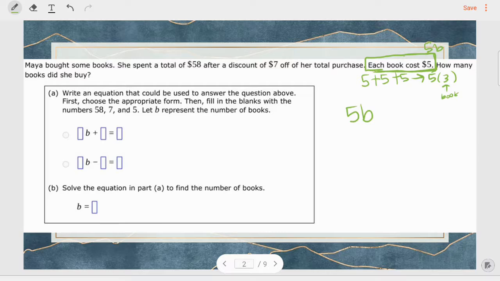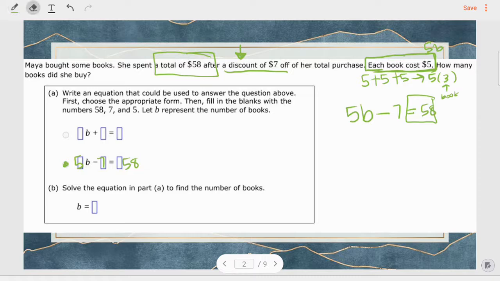Now she got all these books, she went up to the cash register, and what happened? Did they charge her $7 more, or did she get to take away $7? Remember, a discount is a decrease. So 5b minus 7. And what happened? She spent a total of $58. One thing that you can always look for is whenever you see a total, it should be on its own on the opposite side of the equal sign. So which of these matches? The bottom one. I've got 5b minus 7 equals 58.